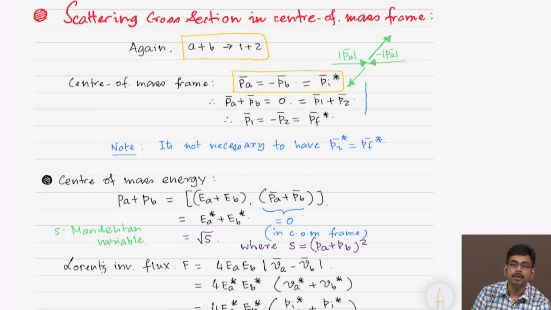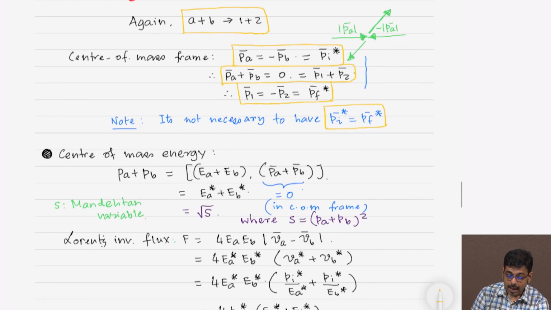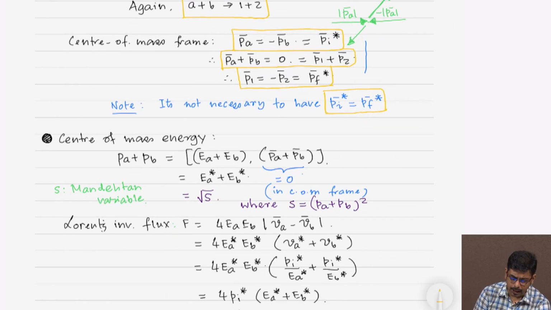Now, Pa plus Pb has to be equal to P1 plus P2 from momentum conservation. So, P1 plus P2 must then also be equal and opposite. It must therefore be like P1 is equal to minus P2, equal to some Pf vector star. Of course, we understand that it is not necessary to have Pi star equal to Pf star; it can in principle be different.